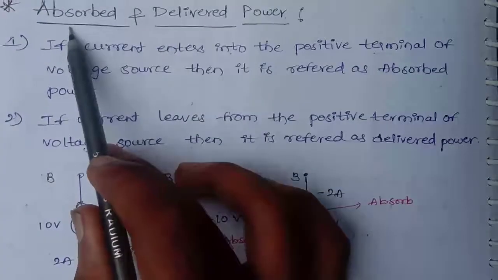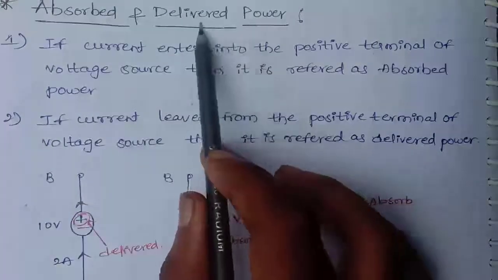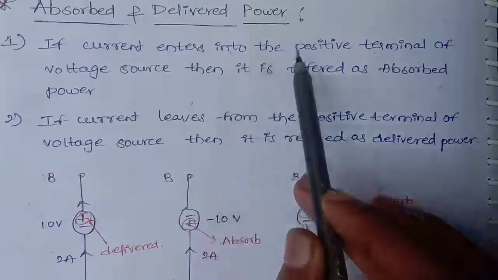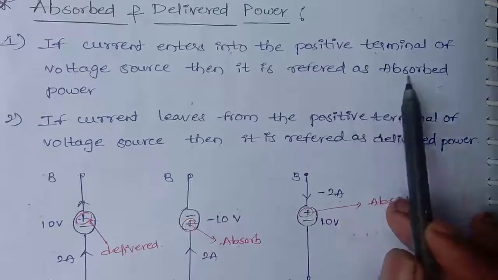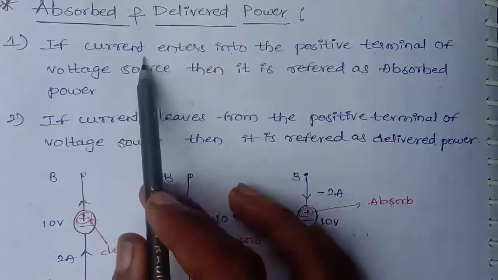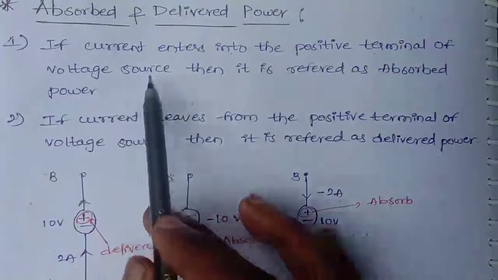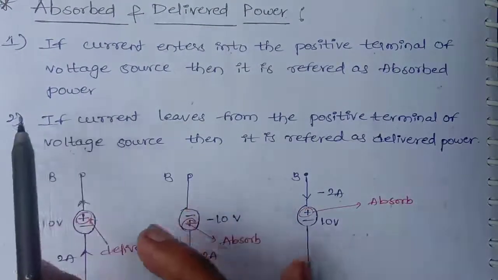Now we are starting our next lecture on absorbed and deliver power. Now come to the first point. If current enters into the positive terminal of voltage source, then it is referred as absorbed power. Okay. Now come to the second point.